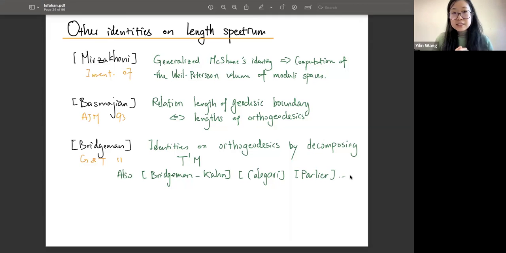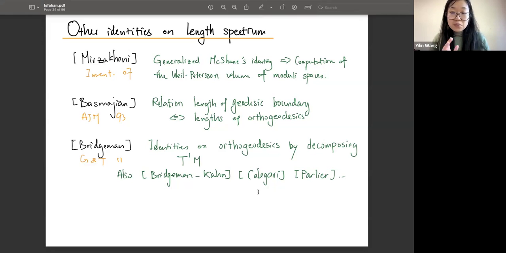And there are other results about identities of the length spectra. The length spectrum just means all the possible lengths of closed geodesics on the surface. For instance, Bridgeman and Zhang get a relation between the length of geodesic boundaries of the surface with the length of orthogonal geodesics. These are geodesics that are orthogonal to the boundary components.